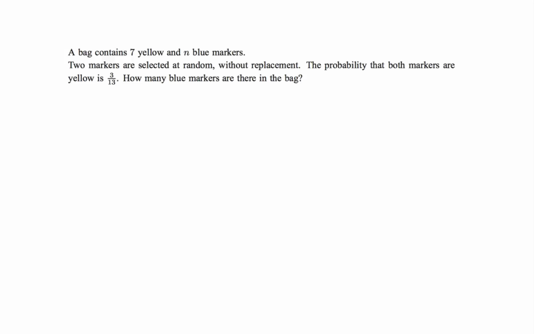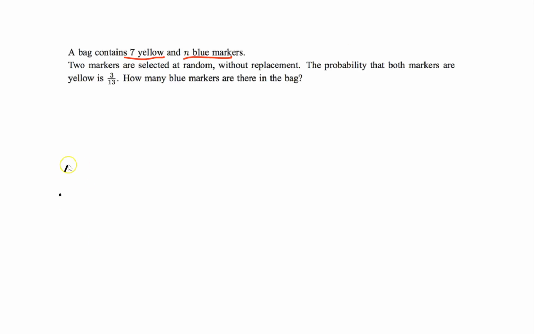The bag contains 7 yellow and n blue markers. So all we know is you got 7 yellow and we have n blue. Two markers are selected at random without replacement. The probability that both markers are yellow is 3/16. Find how many blue markers are in the bag. So it's a little more theoretical, but it's the same idea.